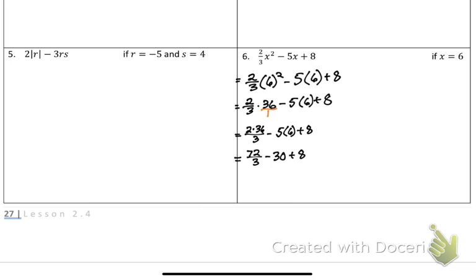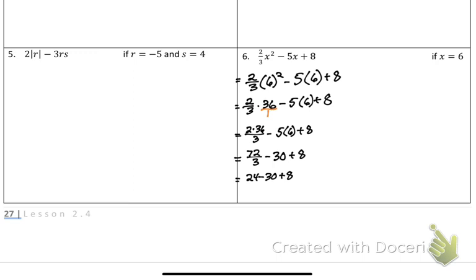Campbell, you still working? Yeah. Okay. Are we good with what we have so far? We have one more division left: 72 divided by 3. Can I do that division? Yes, it's going to be 24. So now we have 24 minus 30 plus 8.